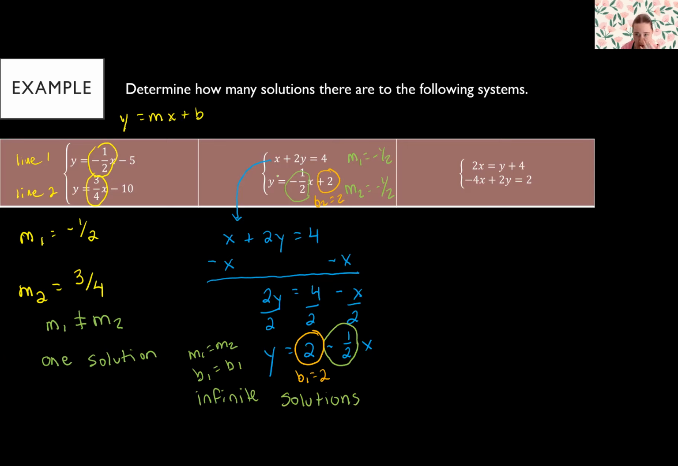So now we want to look at our third system here. We have 2x equals y plus 4, and then negative 4x plus 2y equals 2. So in order to determine how many solutions there are, we need to put these in slope-intercept form.